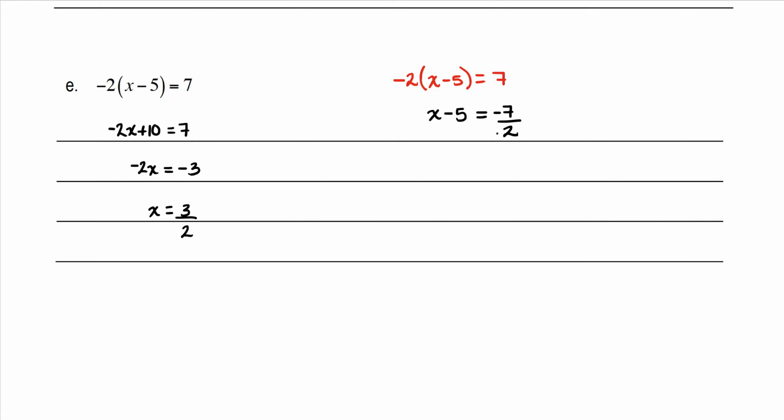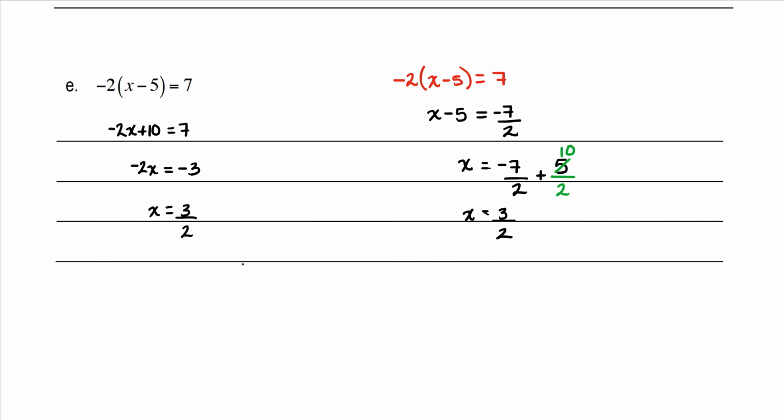Remember that the whole fraction is negative, therefore I'm writing the negative on the numerator. Now what is the next step? Add 5. So then I have x is equal to -7/2 plus 5. Not the end of the world. I only have to find the lowest common denominator, that is going to be 2, and this one is going to become 10, and then -7 plus 10 is going to be equal to 3/2.